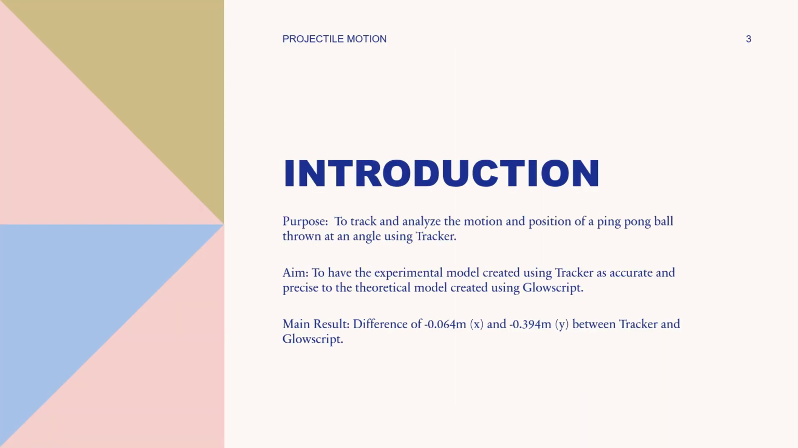For our introduction, the purpose was to track and analyze the motion and position of a ping pong ball thrown at an angle using Tracker. Our aim was to have the experimental model created using Tracker be as accurate and precise to the theoretical model created using GlowScript. As for the main results, the difference in the horizontal displacement was 0.064 meters and 0.394 meters for the vertical displacement, and that was the difference between Tracker and GlowScript.